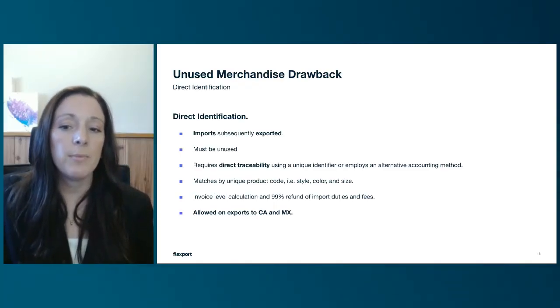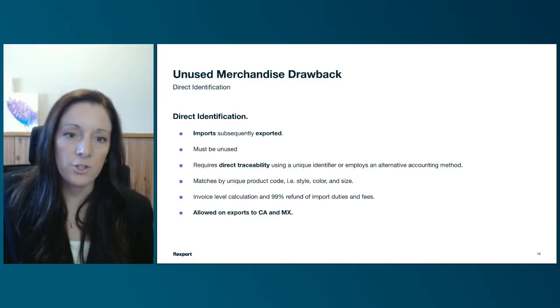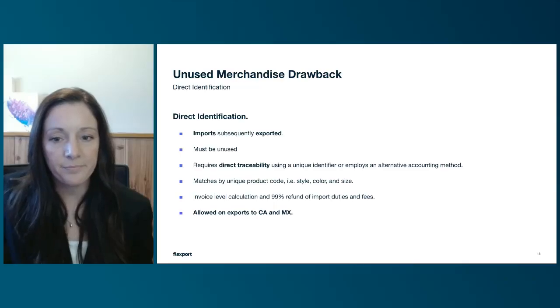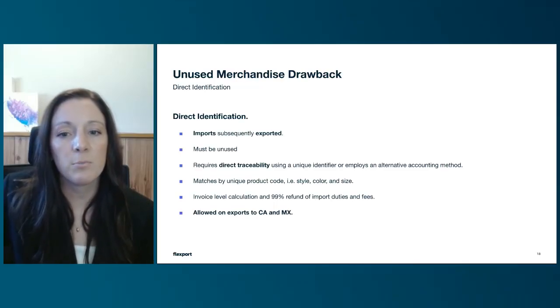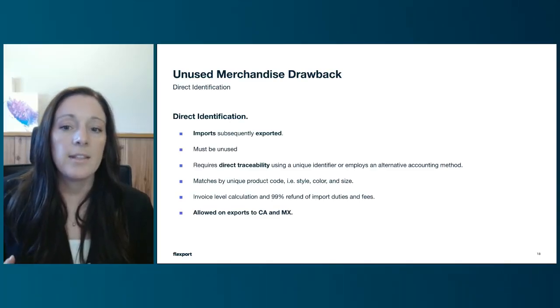As mentioned, you may claim unused merchandise through substitution or direct identification. We'll focus on direct identification first. This is also known as 1313(j)(1). Under this provision, the export must occur after the import. The item must be unused.